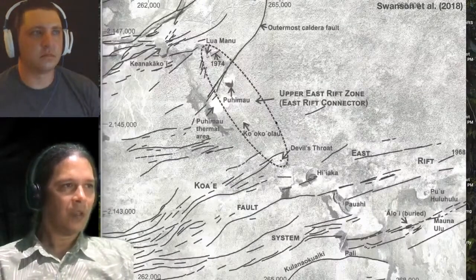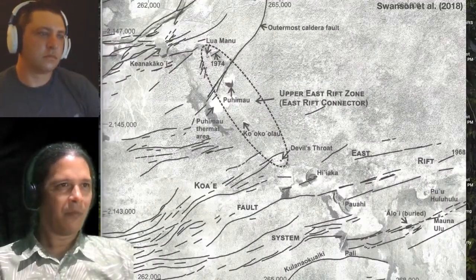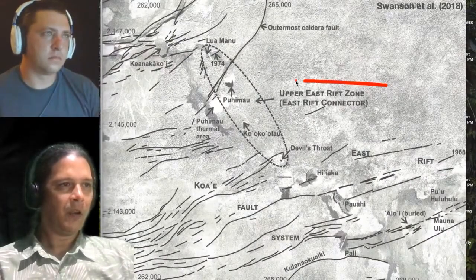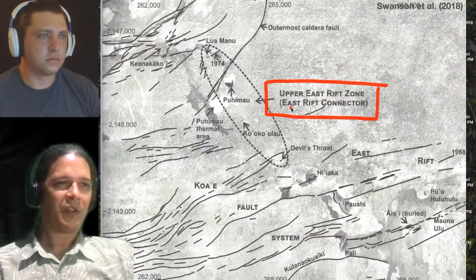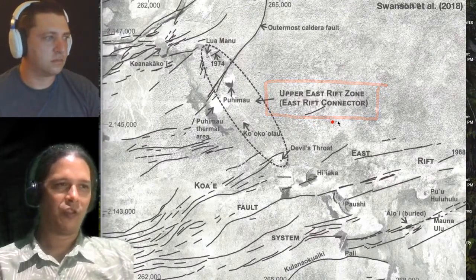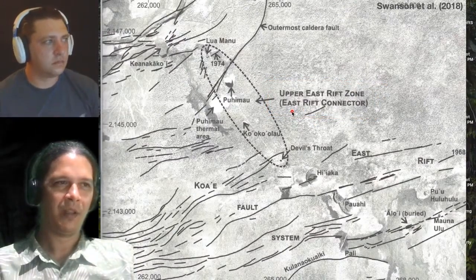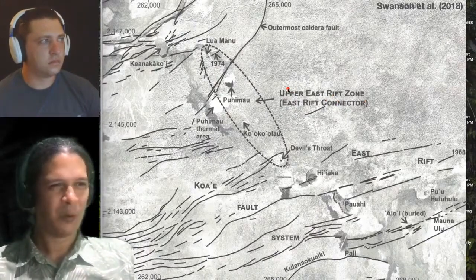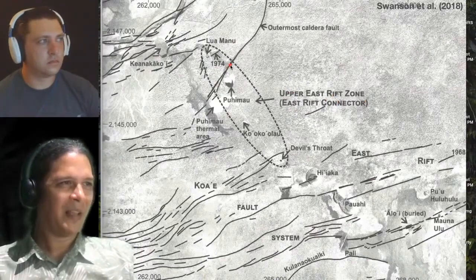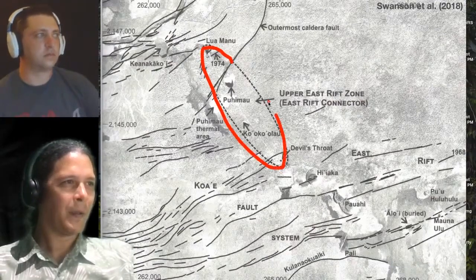Okay, so drawn on a map here. This is a map from Don Swanson where he actually writes on here, Upper East Rift Zone, or in quotes, East Rift Connector, and that's where I've got this terminology from, even though I've messed it up sometimes and called it the Upper East Rift Connector, which kind of put them both together, and hopefully that's still clear what that means. But that's this area now that's connecting.